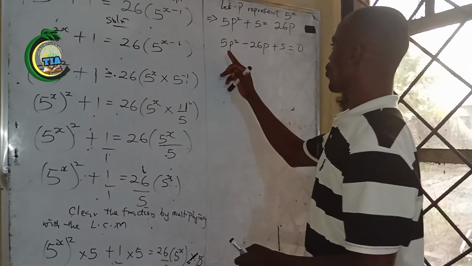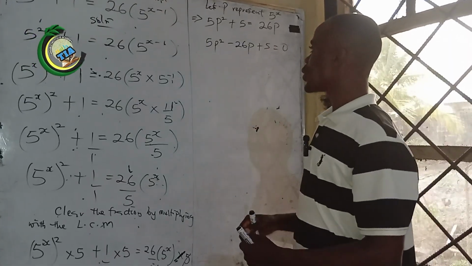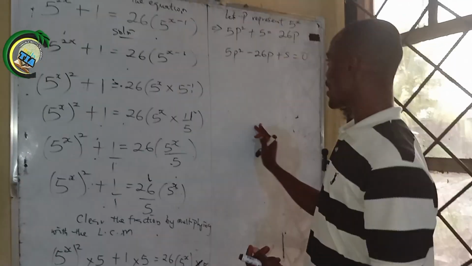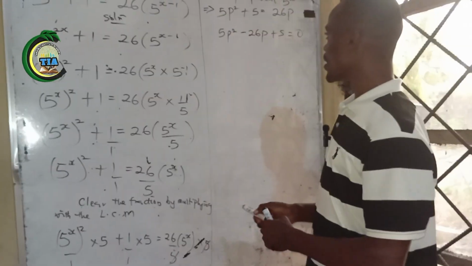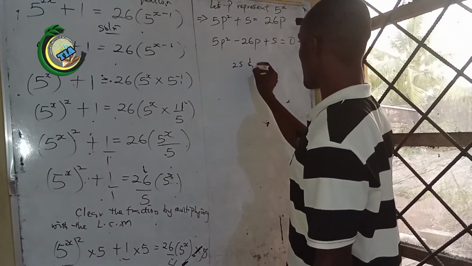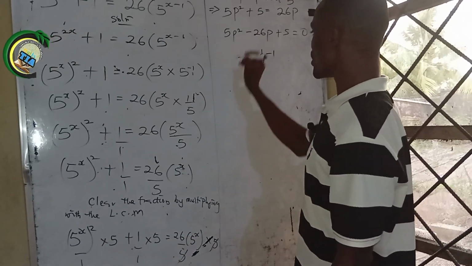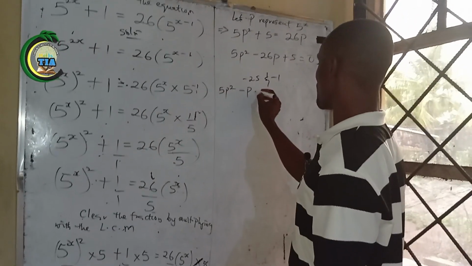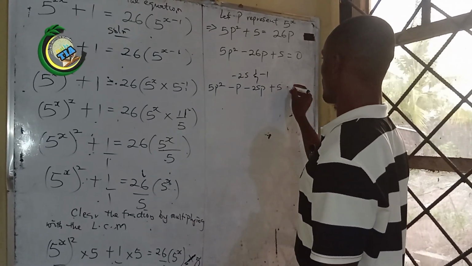So you can see that the coefficient of p squared is more than 1. So this time this is 25. So we are going to find two factors whereby if we multiply them together, we are going to have plus 25. If we add them together, we are going to have minus 26. So those two factors are 25 and 1, with minus. So we are going to put this into the equation. So we have 5p squared minus p minus 25p plus 5 is equal to 0.